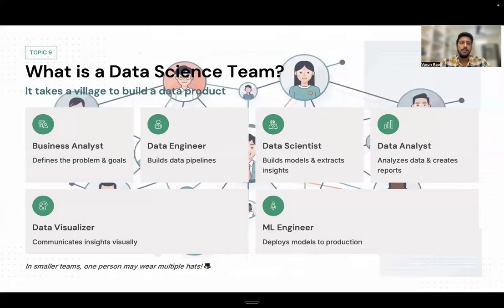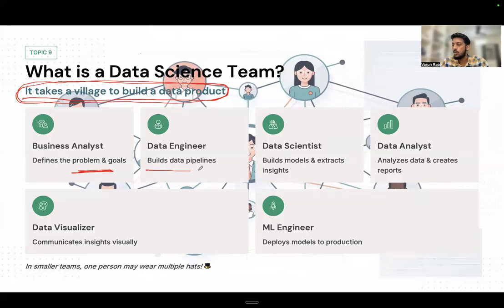Now, what is a team? Again, it is not a one-man show. Please understand. I think it's very rightly written here. It takes a village to build a data product. Why? Because one person would be working on the front end, another on the back end, one working on data pre-processing, one working on collection of data. When we are talking of a business analyst, his major job is to define the problem, understand the goals, and work on data cleaning or data manipulation.